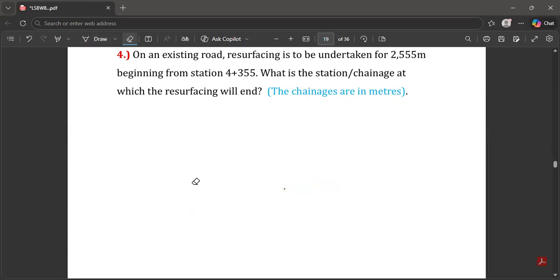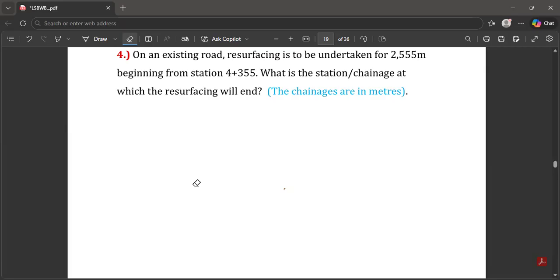And you should also know how to be able to write chainage into meters and vice versa. Good. So the resurfacing length was 2,555 meters. Now, if starting from a station of 4 plus 355, which means let me say 4,000 meters, like 4,355 meters, from the datum point, yes, that is the meaning of the question. So we are being asked to find the ending station.